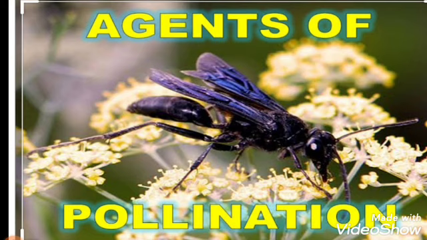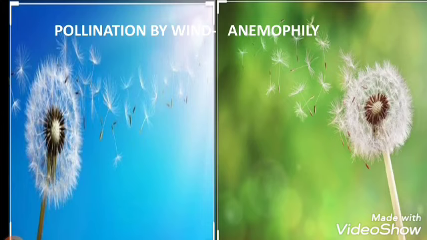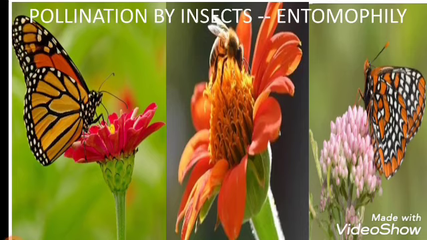Anemophily, pollination by wind. Here the flowers of rice and maize are usually dry and light, so they can be easily carried away by the wind. Entomophily, pollination by insects. In this picture, you can see flowers have brightly colored petals so that they can attract pollinators. These flowers also produce nectar and a sweet smell, like in jasmine and rose.